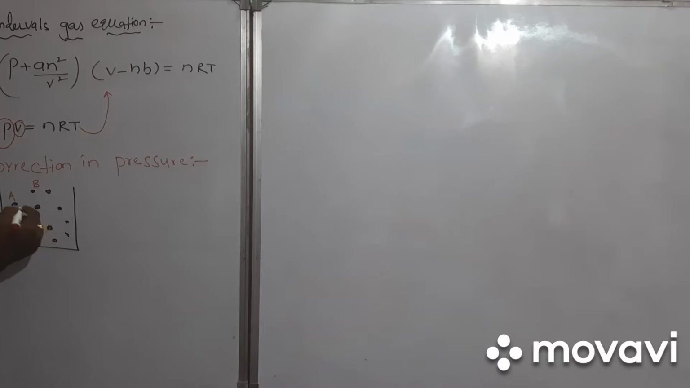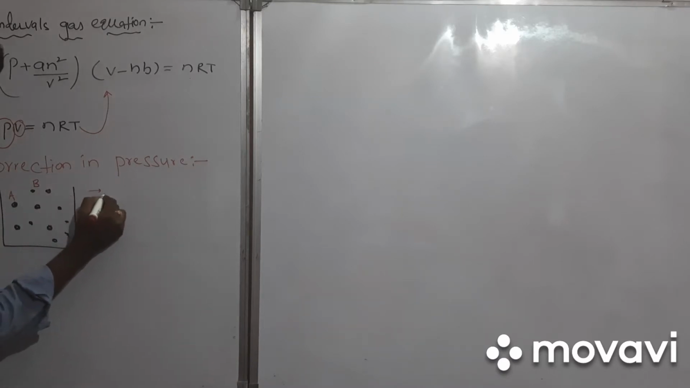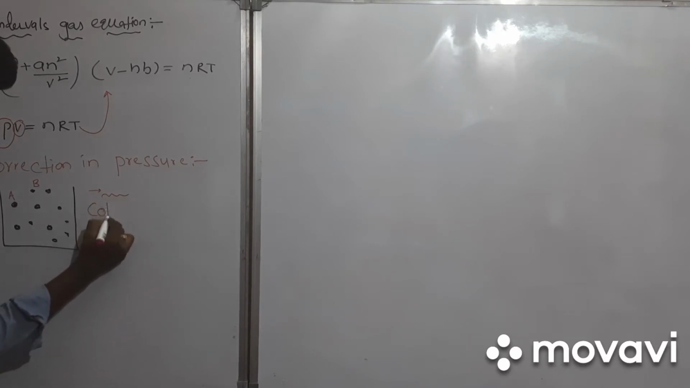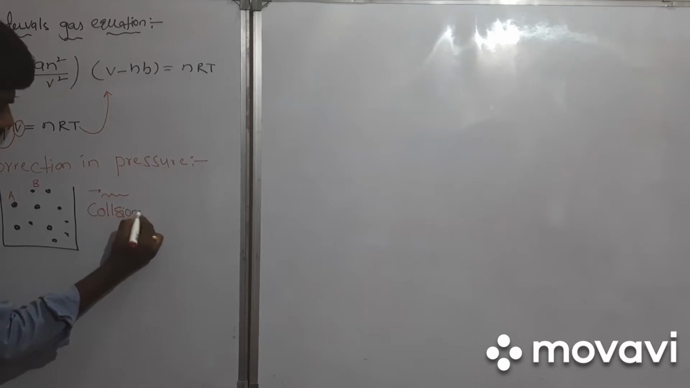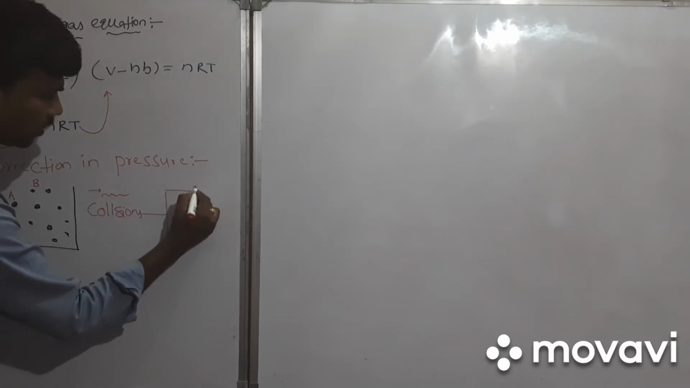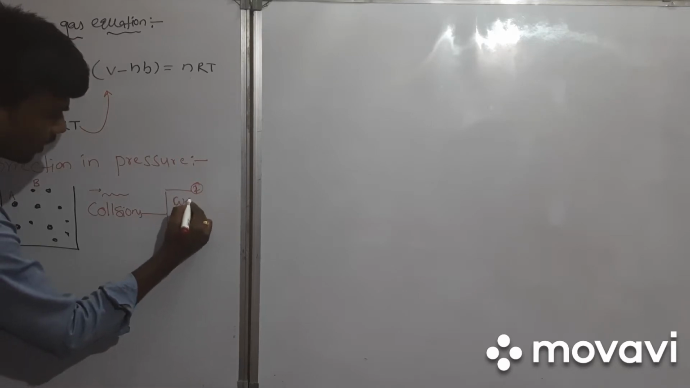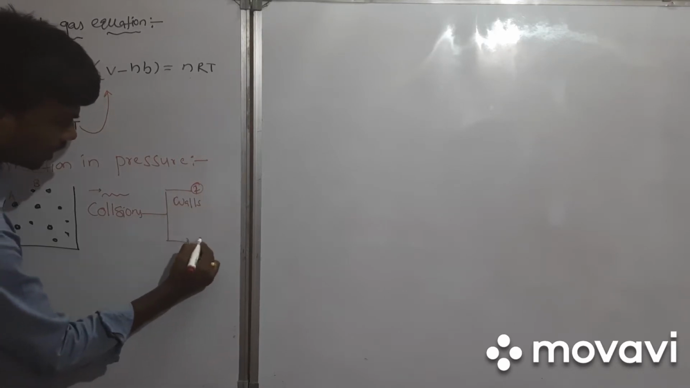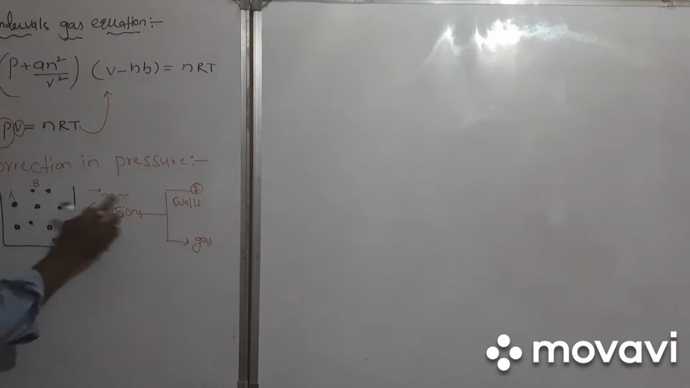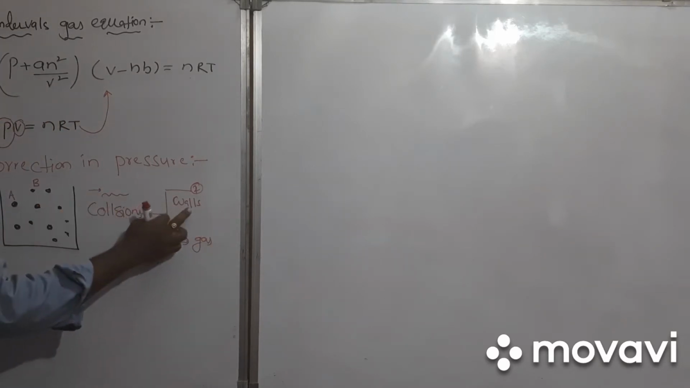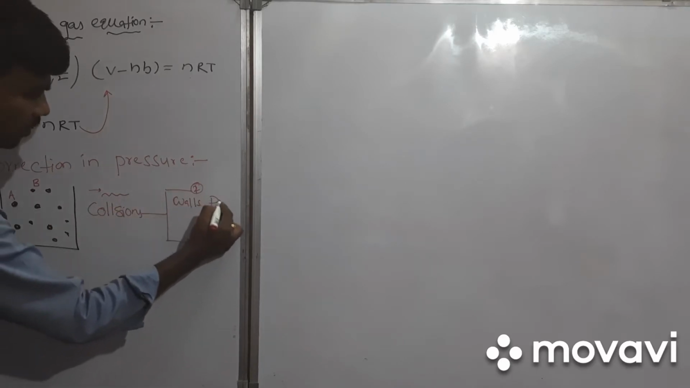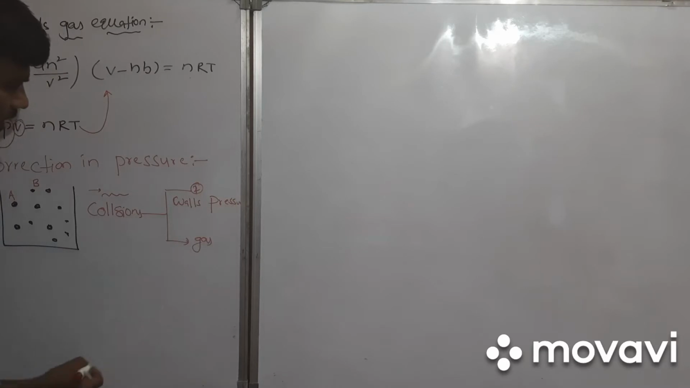Gas molecules will move randomly, and in this process they will make collisions. These collisions are of two types: collisions with the walls of the container, and collisions between gas molecules, right? The collisions with the walls of the container are responsible for the pressure. The collisions between molecules are not responsible for pressure, right? So when gas molecules make collisions with the walls, these collisions are responsible for the pressure.